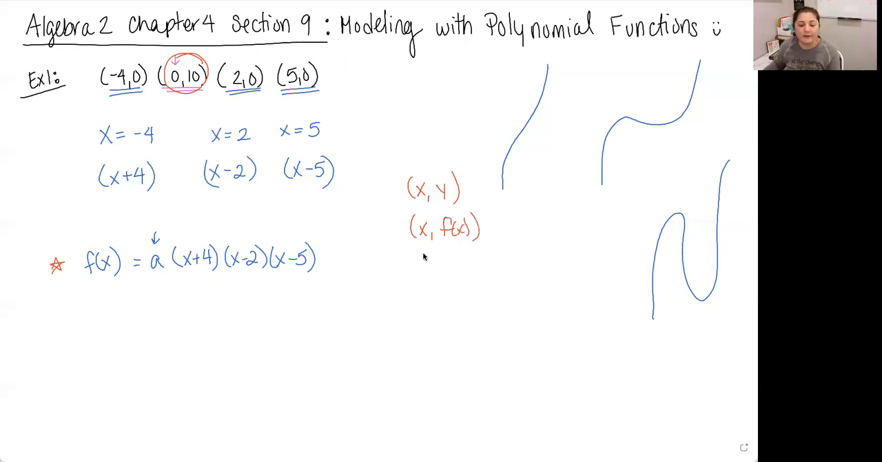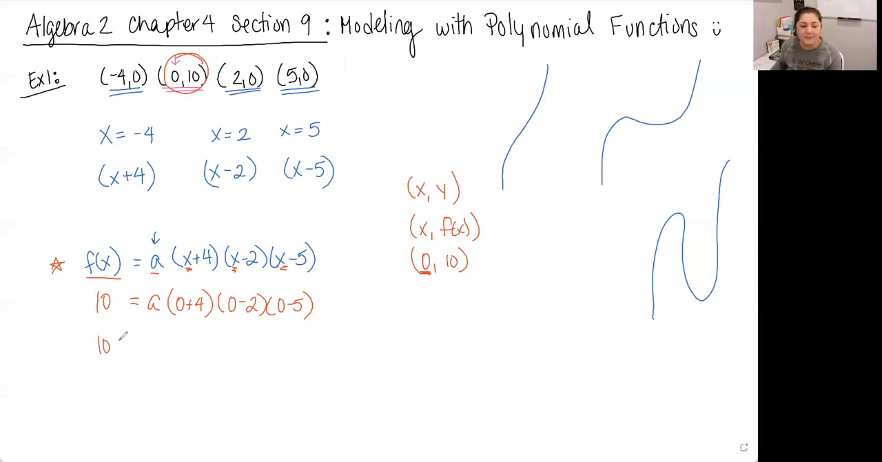So if my point of 0, 10 is the point that I'm going to choose, because that gives me an actual point for y, I'm going to replace f of x with 10. This is going to stay a, because that's what I'm looking for. That's what I don't know yet. And then all of my x's are going to be replaced with that 0. So I'm going to have 0 plus 4, 0 minus 2, and then 0 minus 5, right? So now let's combine like terms and solve for a, because now a is the only variable we have.